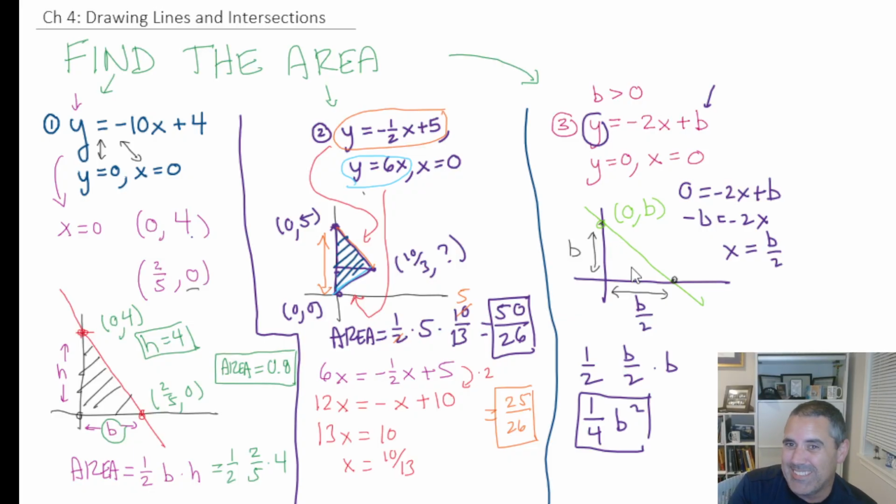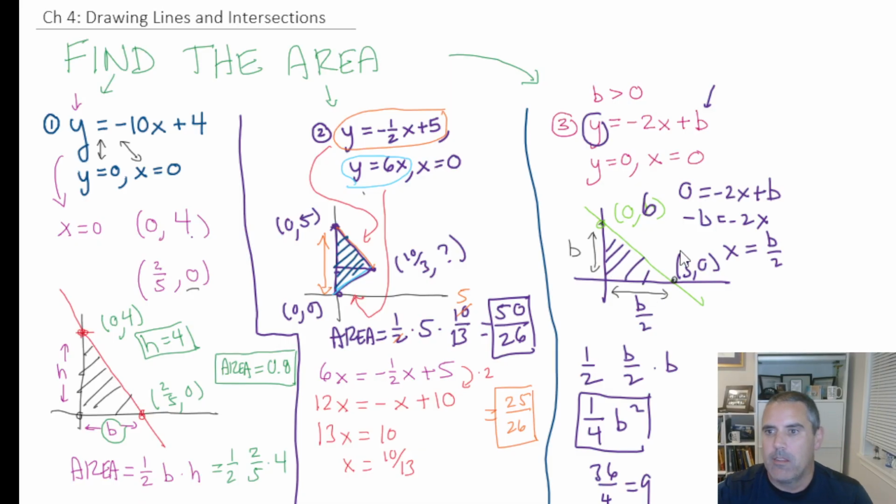You could go back and test it and say like, well, what if this is a 6? It almost looks like a 6. Then that means this would be a 3. And our formula would be 36 over 4, which would be 9. Does that match up with what I think this area would be? Yeah, it does. I hope that kind of helps.